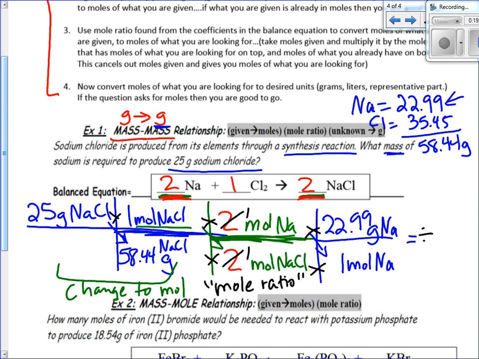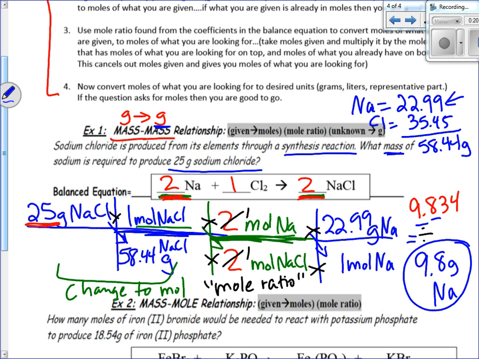So basically then all I have to do is 25 times 22.99 divided by 58.44. And I end up with 9.834. Now, significant digits. How many are over here to start with? Only 2, so I get to keep only 2 digits. So I keep my 9. What do I do to the 8? Do I leave it alone or round it up? Leave it alone, so it's 9.8 grams of sodium. That is my final answer.